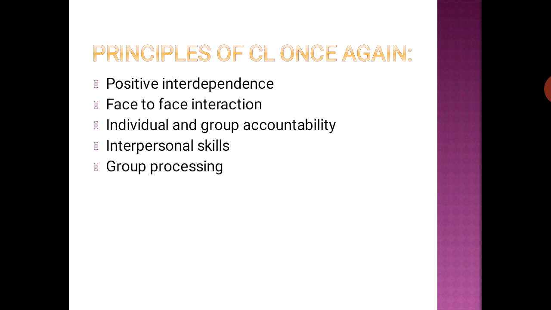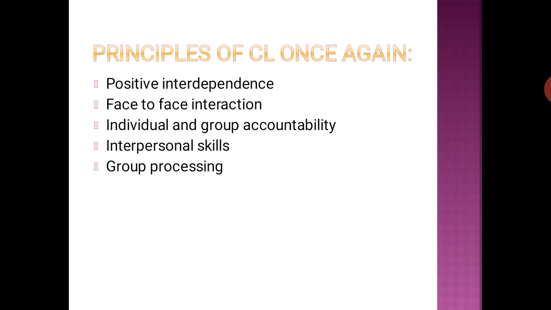So, we can conclude the principles from our discussion. So far, we have discussed so many things regarding collaborative learning. So, what are the principles of collaborative learning? Once again, positive interdependence. This is one of the main principles. Face-to-face interaction is very important, because it leads to open communication, motivation, self-esteem and mutual respect.